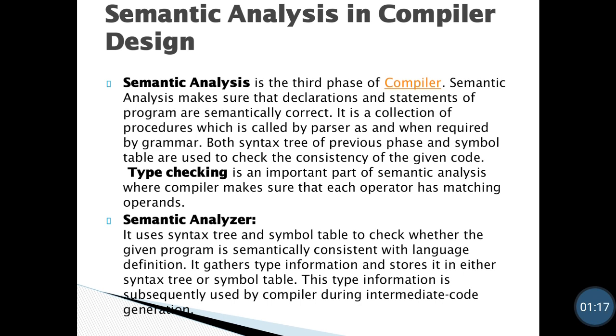Type checking is an important part of semantic analysis, where the compiler makes sure that each operator has matching operands. The semantic analyzer uses the syntax tree and symbol table to check whether the given program is semantically consistent with the language definition. It gathers type information and stores it in either the syntax tree, parse tree, or symbol table. This type information is subsequently used by the compiler during intermediate code generation.